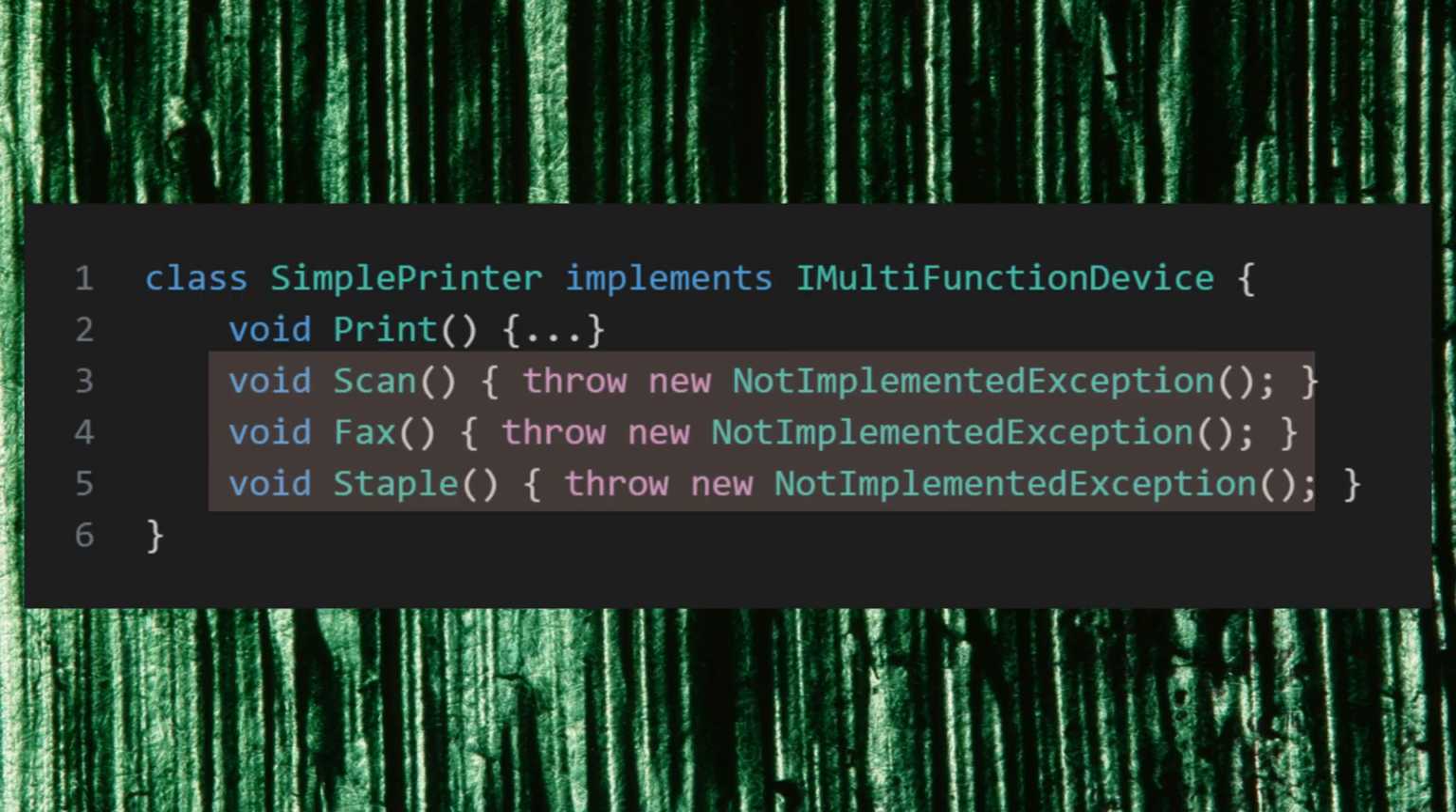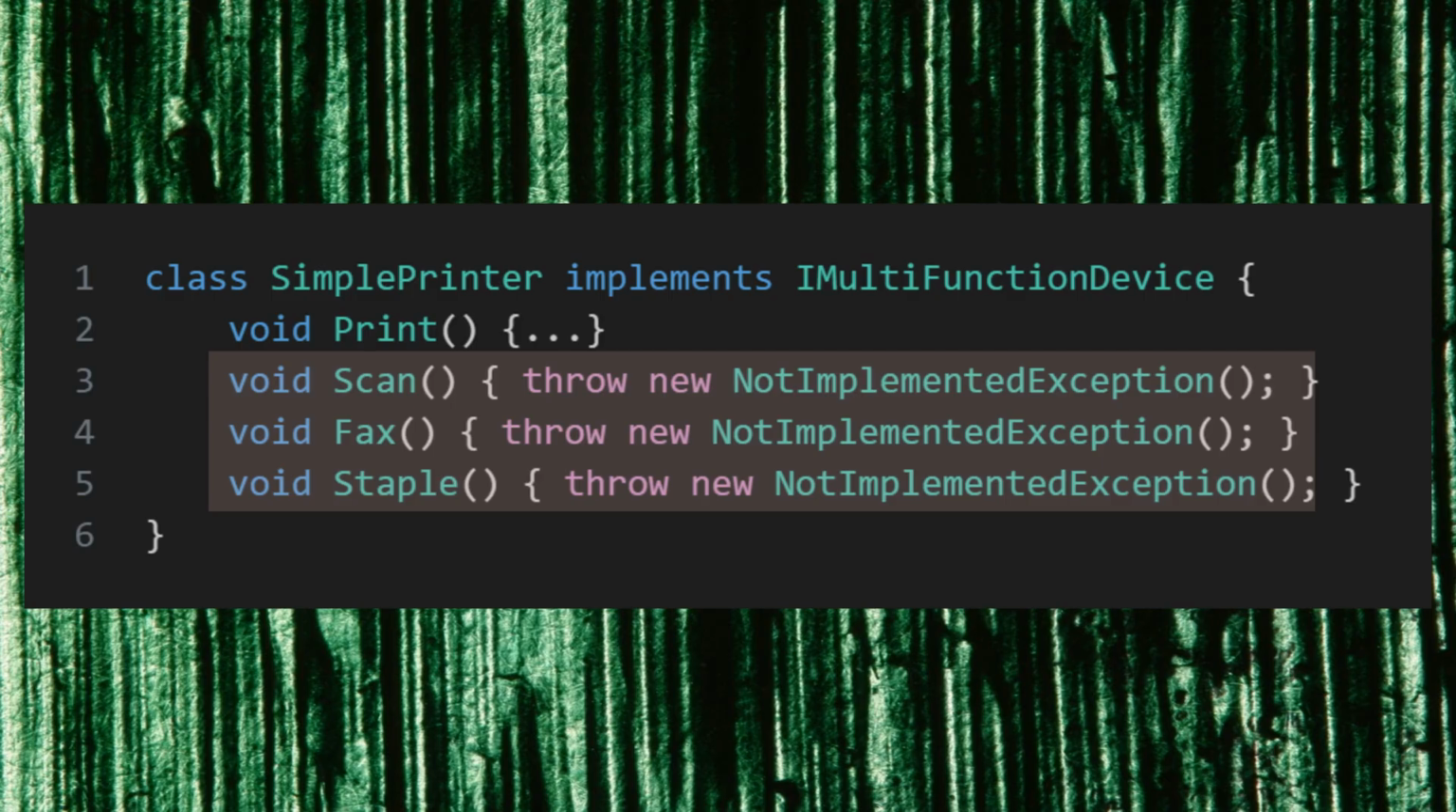Our simple printer class only needs to print. However, because it implements the fat IMultiFunctionDevice interface, it's forced to implement scan, fax, and staple as well. Since the hardware can't do any of those things, the developer has to write dummy code or throw exceptions. This is code pollution. Even worse, if the fax method signature changes in the interface, our simple printer class has to be recompiled and redeployed even though it doesn't even fax.